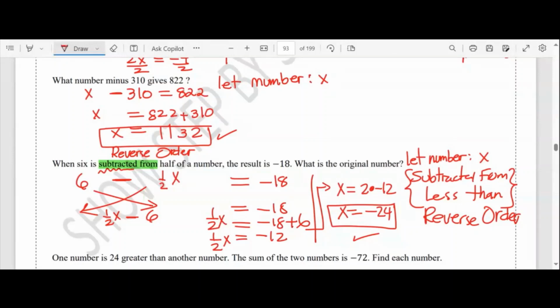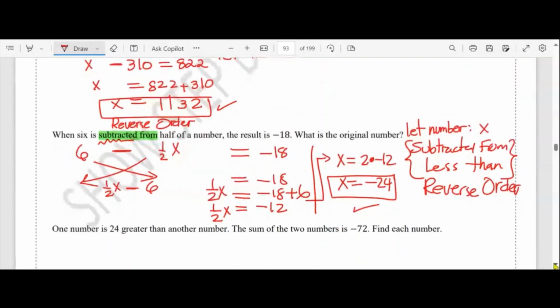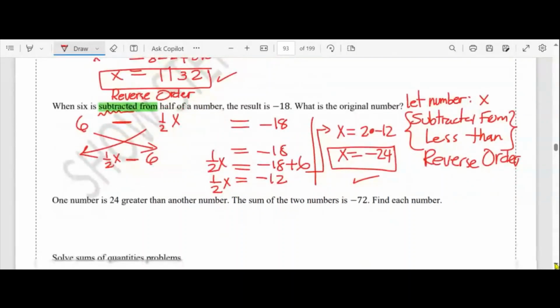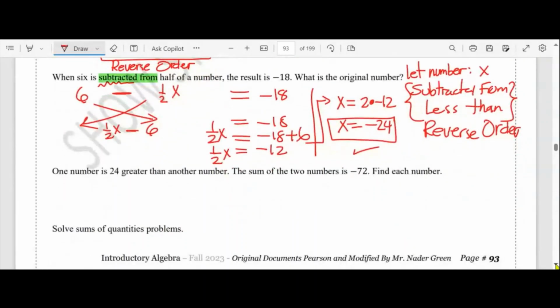Is this clear? Yes. If you understand, raise your hands. Okay, good. Yes, it's correct.